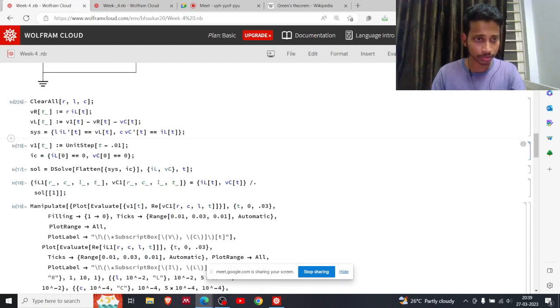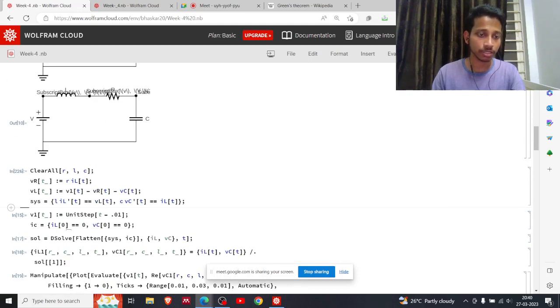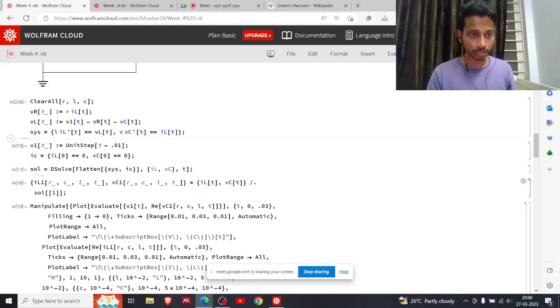Now again, this is the initial condition: IC equal to IL at 0 equal to 0 and Vc at 0 equal to 0. So basically the voltage at the capacitor is 0 and the current through this inductor is 0 at t equal to 0. So now using these equations we are solving the differential equation.